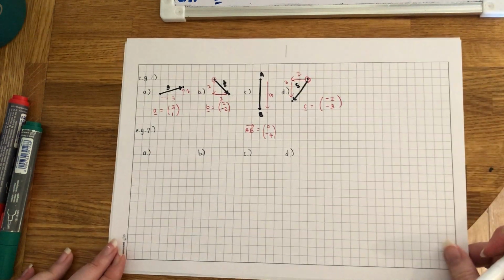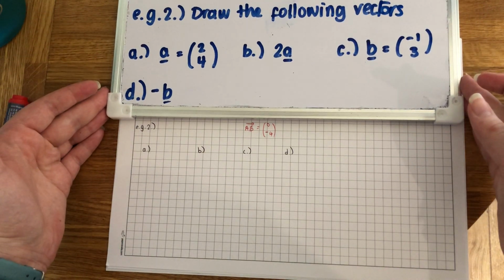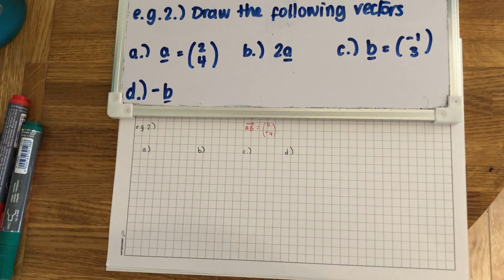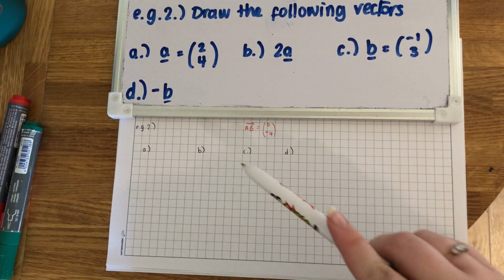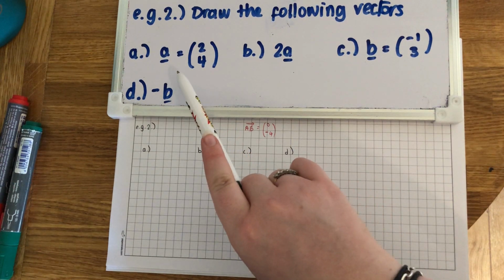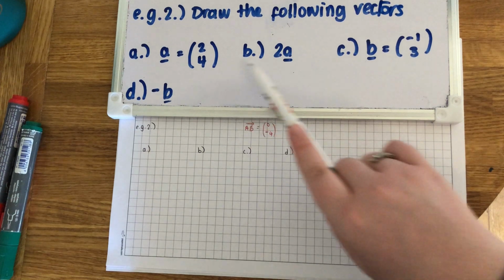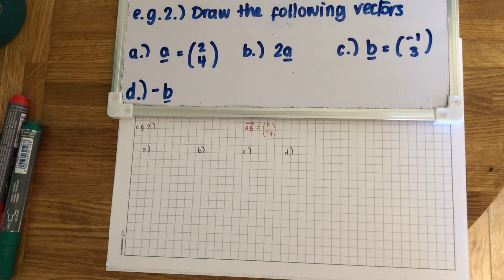Okay, I'm just going to move this down a little bit so you can see the question as well as I'll be able to draw on it. Okay, so example 2, we need to draw the following vectors on here. Okay, and we'll do it in a black pen just so you can see it a little bit clearer. When you do this, so you've obviously got the first one. We know that A is 2 and 4. I'll explain what this means in a moment, but some of you might be able to work it out anyway.